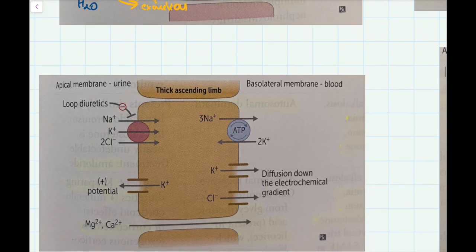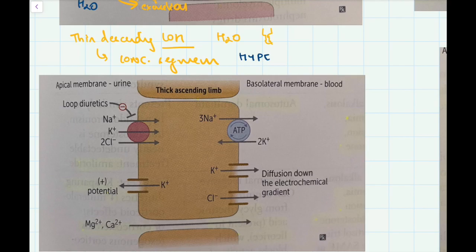Next is the thin descending loop, right? Here there is passive reabsorption of water due to medullary hypertonicity, right? And remember that the thin loop of Henle is impermeable to sodium. This is also known as the concentrating segment, because here the urine becomes hypertonic naturally, because water is being reabsorbed and the contents become hypertonic. In the PCT it was isotonic.